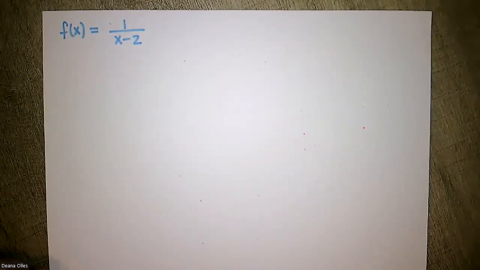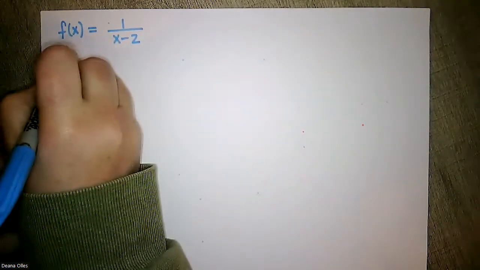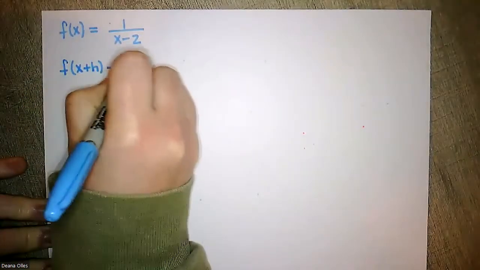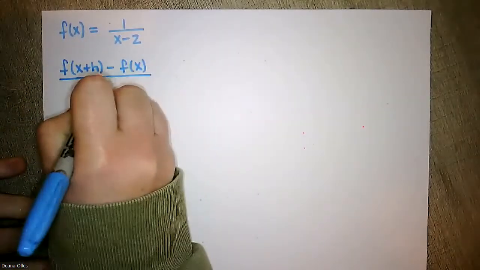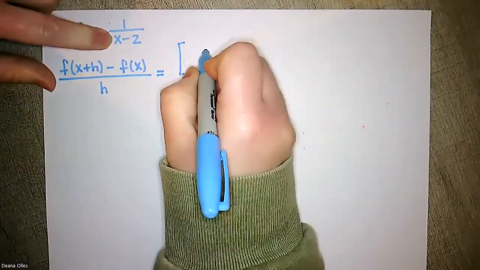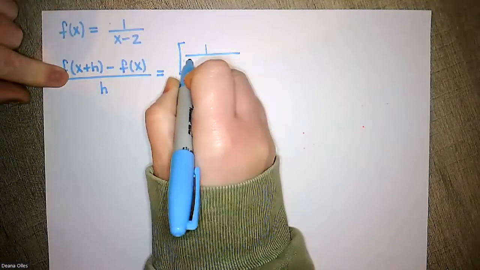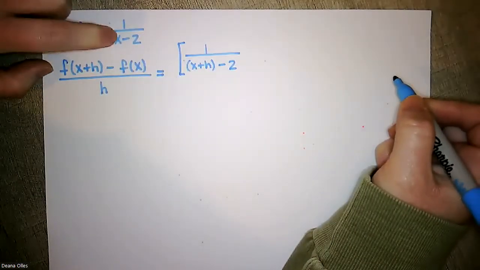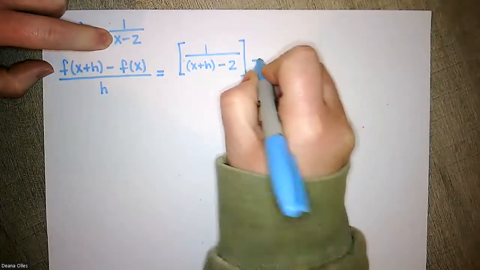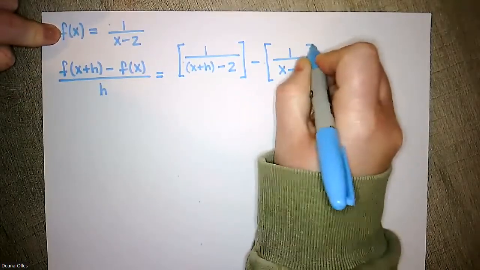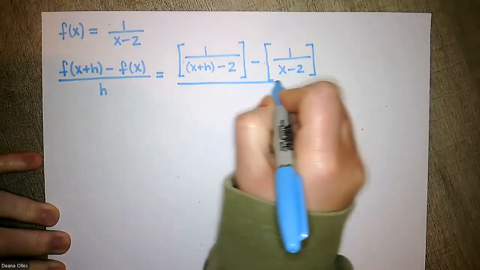We're going to look at a rational expression. All right, so for this one, again, we're looking for our difference quotient, f of x plus h minus f of x all over h. And so for the first term, we're looking at replacing this x with the quantity x plus h. Okay, so it's the same function, but we're replacing x with x plus h. And then minus f of x, so the function in its original form, 1 over x minus 2. And again, all of that is divided by h.